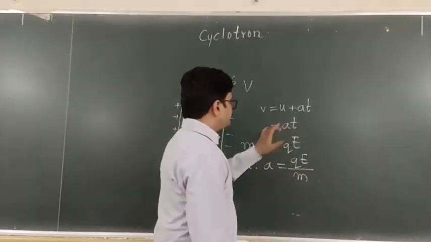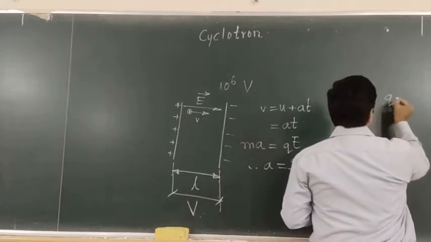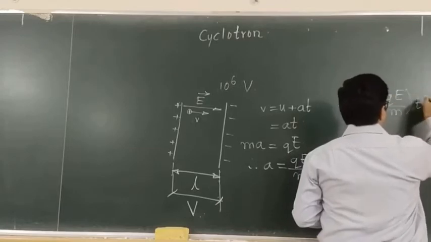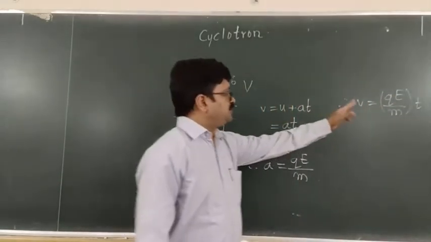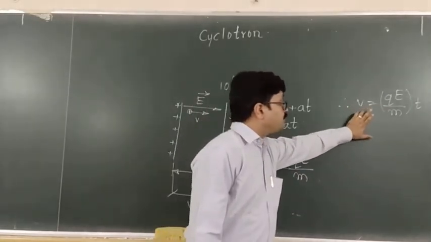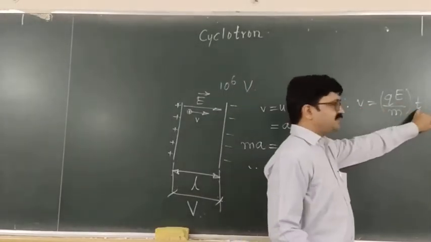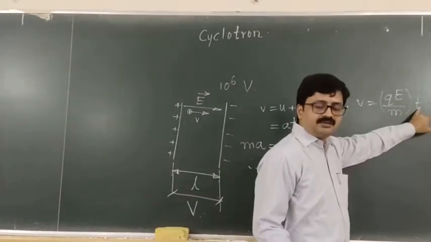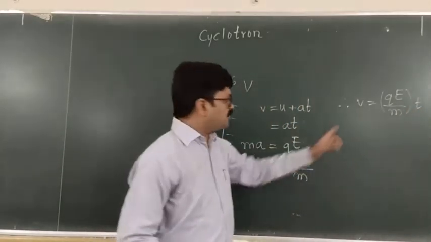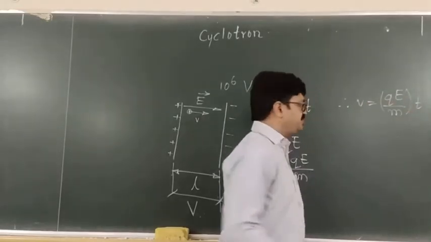Let us substitute it here. Velocity v is equal to qE by m multiplied by t. That is the velocity we will get. As you can notice, v is directly proportional to t, because velocity or speed depends on time.